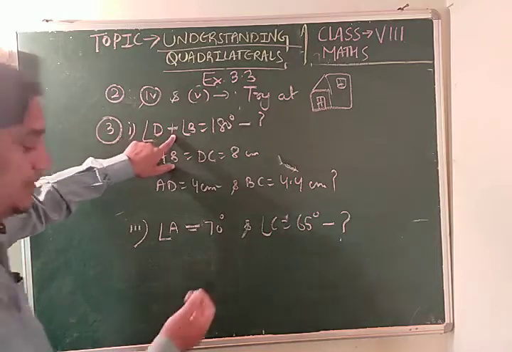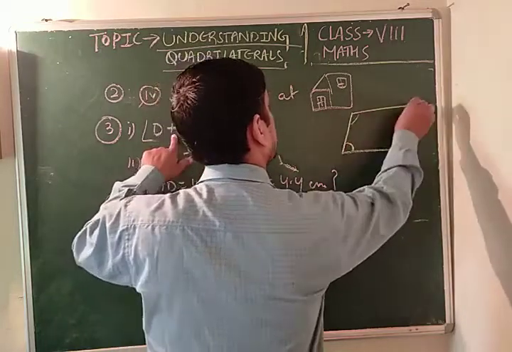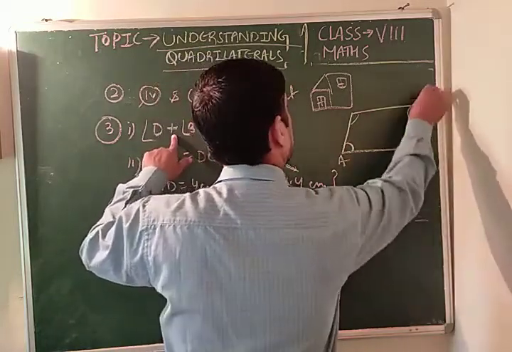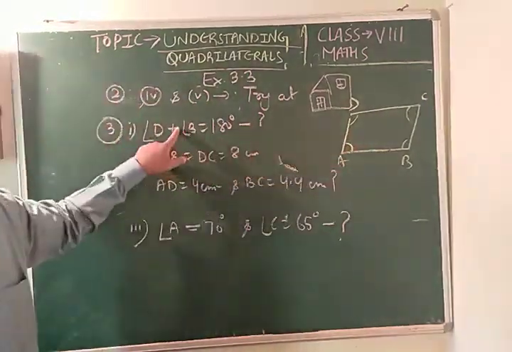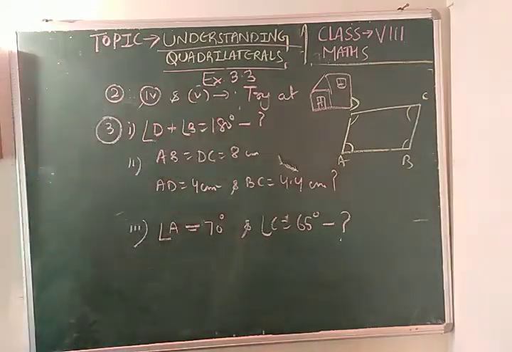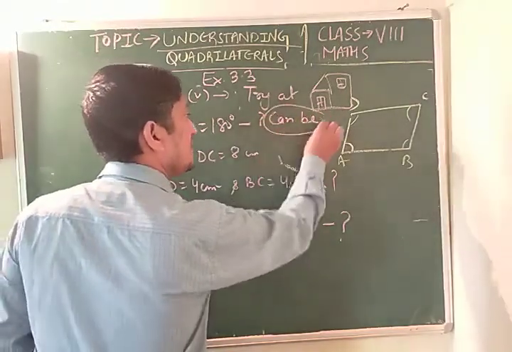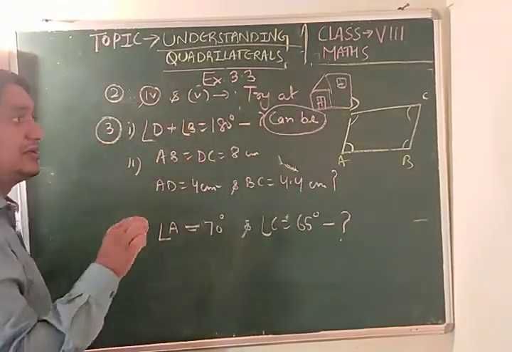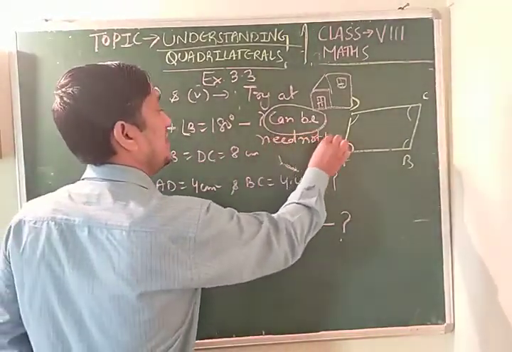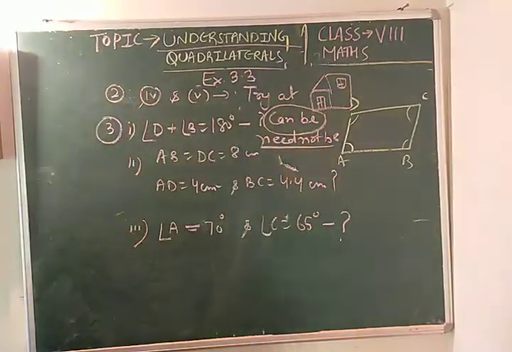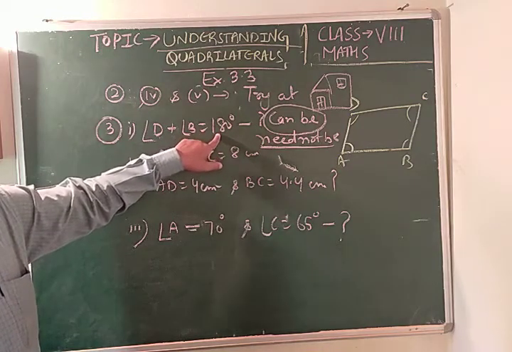Angle D plus B. Let us draw a parallelogram. This is A, this is B, C and D. Now he says these opposite angles are 180 degree. So it can be possible, may be possible, but may not be. Need not be. Not necessary. Sometimes it is 180 degree, like in case of square, in case of rectangle, but it is not always.